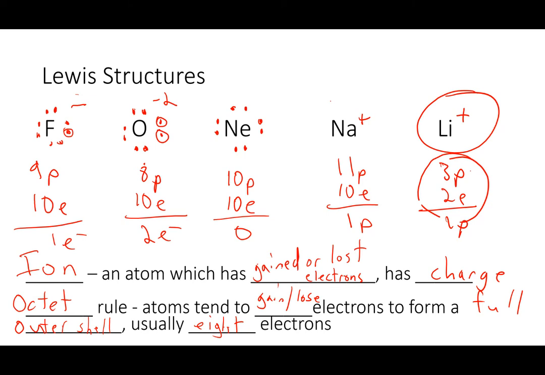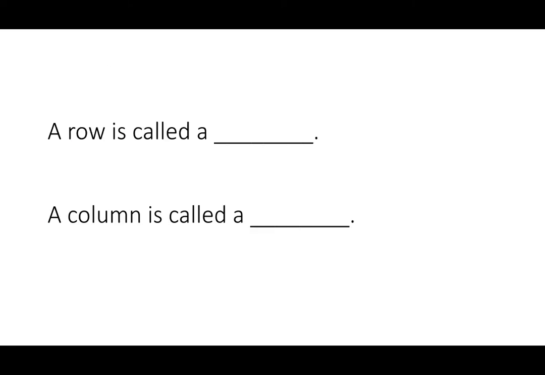The way elements behave to either gain or lose electrons and to form ions can be seen in how the periodic table is structured. And we are about to learn how the periodic table is structured into certain groups to show that. First, I want to define a couple of key terms. A row on the periodic table is called a period. A column is called a group. Let's take a look at why this is.